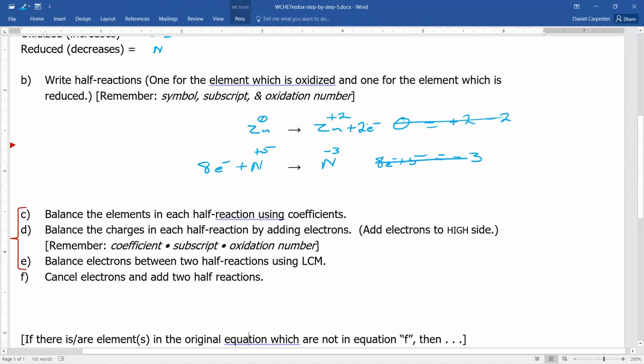Least common multiple of 8 and 2 is 8, so we'll have to multiply all of the coefficients in this reaction by 4. 2 times 4 is 8, and 1 times 4 is 4, and 1 times 4 is 4. All right, charges, no, I just did that. Balanced electrons, did that. Cancel the electrons and add the 2 half reactions. So cancel, cancel.